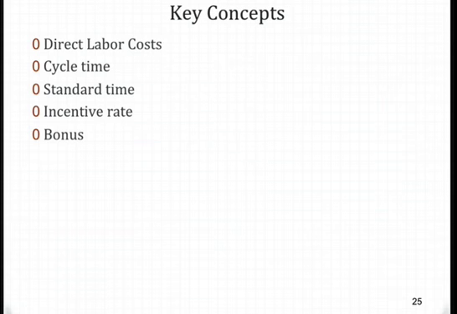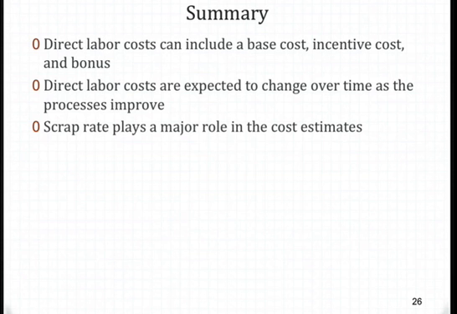So the key concepts in the direct labor costs included cycle time, which hopefully you understand as that time interval, standard time, which included some allowance, the incentive rate, the rate at which we're going to pay for good parts that outpace the standard time, and then finally bonus, in which we're going to try to reduce that incentive money that we're paying out. So in summary, we've got different components of the direct labor cost, including the base labor cost, the incentive cost, and then possibly a bonus and the rework cost.